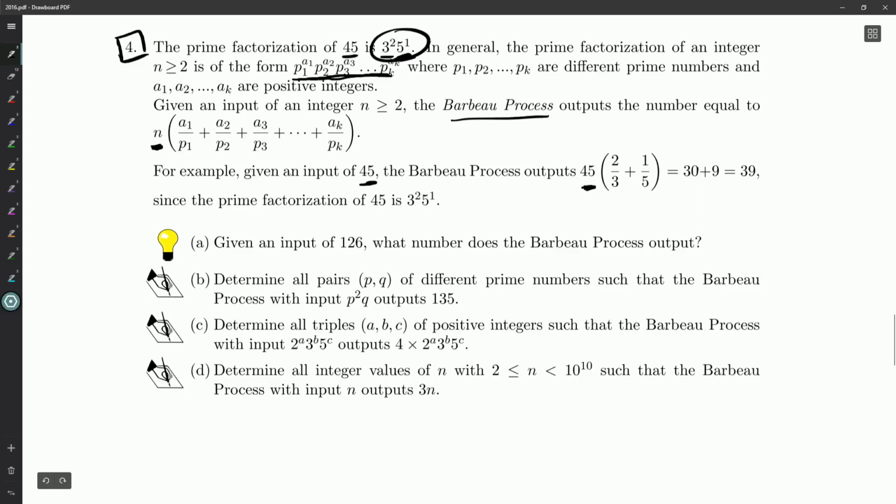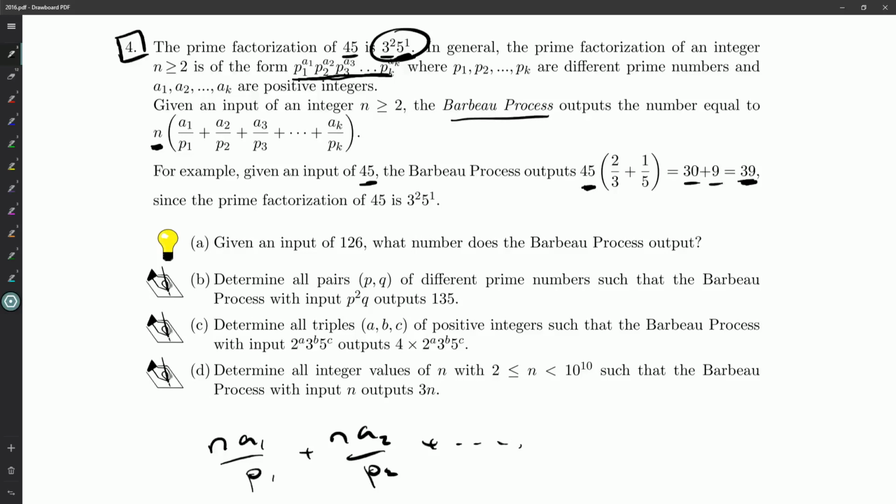And if you multiply this out, you'll get n a1 over p1 plus n a2 over p2, and so on. But each of these will be integers, because p1 has to divide n. So you're always going to get an integer after this process. That's kind of cool. Maybe we're going to do sort of repeated Barbeau processes or something like that. Anyways, we get 45 times 2/3 plus 1/5, and this gives us 30 plus 9, 39. Okay. So that's the process.